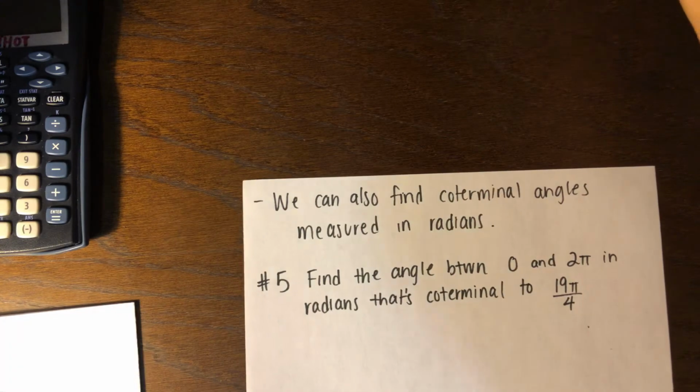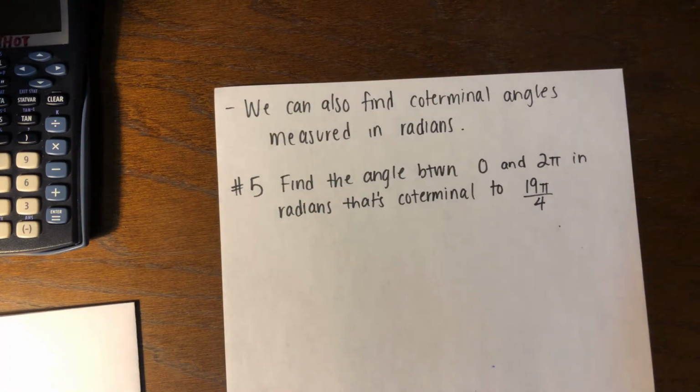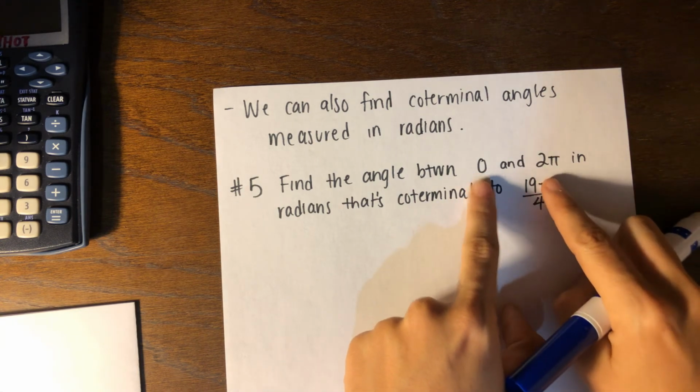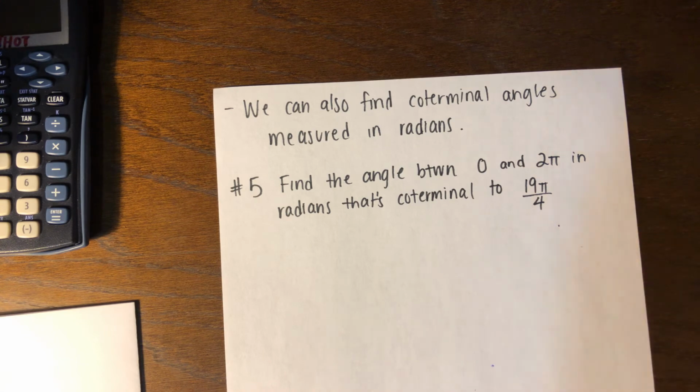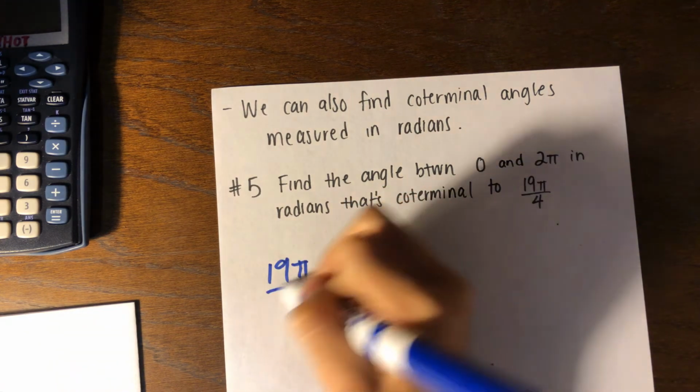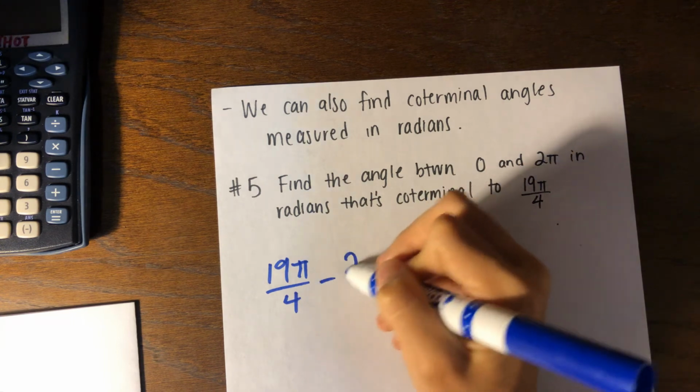We're almost done. So we can also find coterminal angles measured in radians. It's basically like what we were doing before, except our range is now 0 to 2 pi. And they give us radians. So we have 19 pi over 4. Okay? So we're going to be subtracting 2 pi. It's positive, so we have 19 pi over 4, and we're going to be subtracting 2 pi.